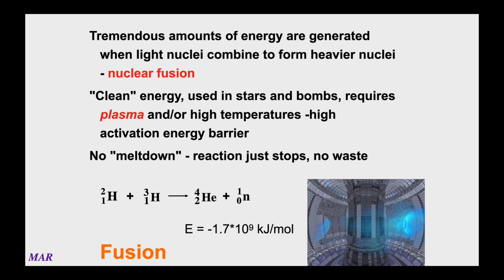In the reaction that's shown below, you have heavy hydrogen, hydrogen-2, and tritium, hydrogen-3, and it makes an alpha particle plus a neutron. But notice the energy release there. It's negative 1.7 times 10 to the 9th kilojoules per mole, and that's a lot of energy released. So if human beings could formalize the use of fusion power, we'd get a lot of energy out, energy used for electricity and cars and all that kind of stuff.